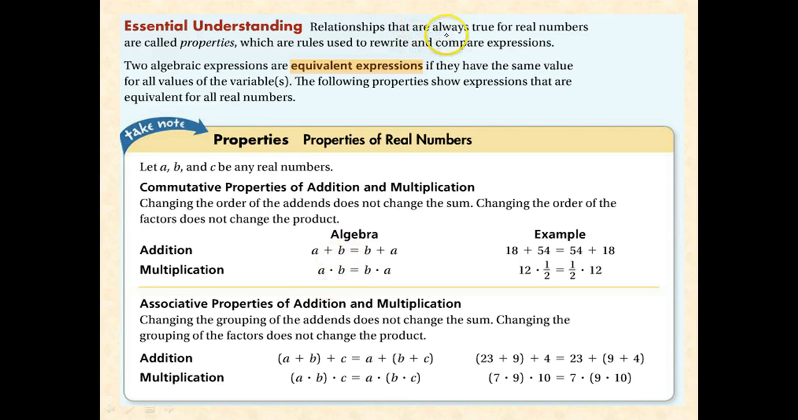There are some relationships between real numbers that are always true. Those are called properties. We can use these properties to rewrite and compare expressions. That's what we do when we're solving equations.